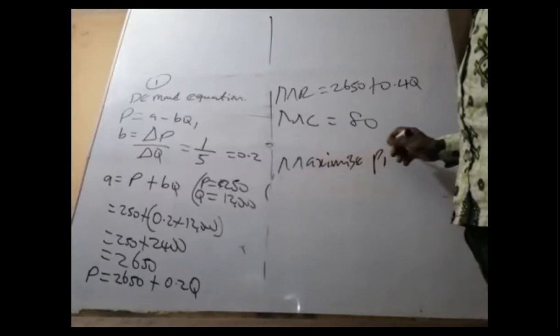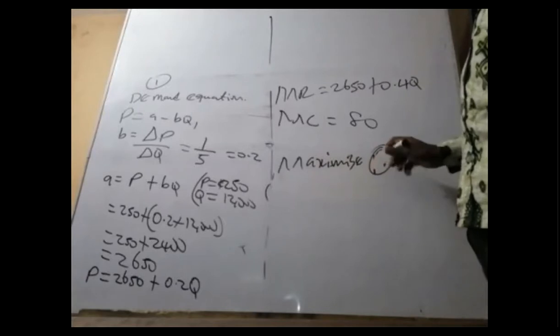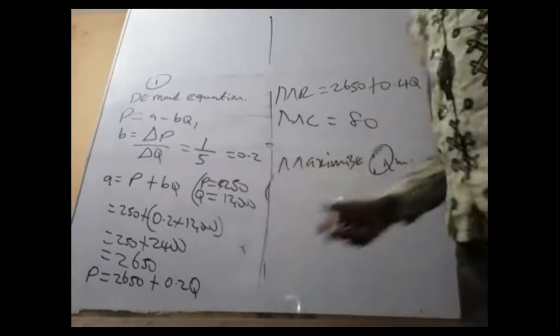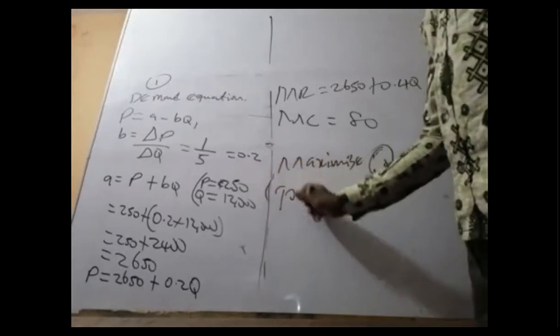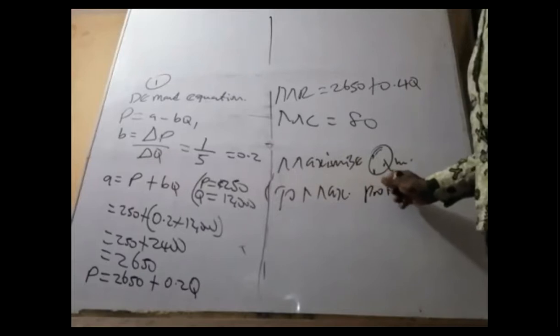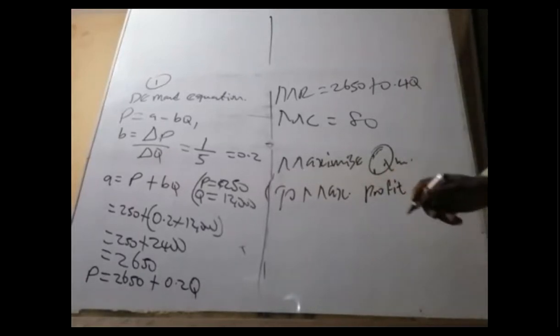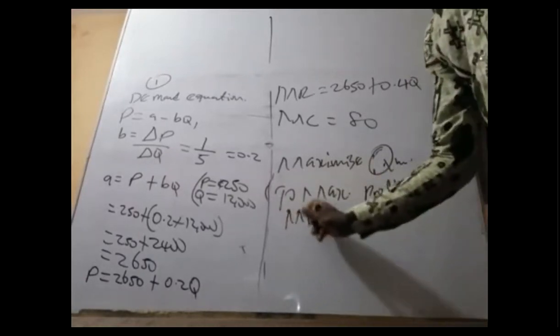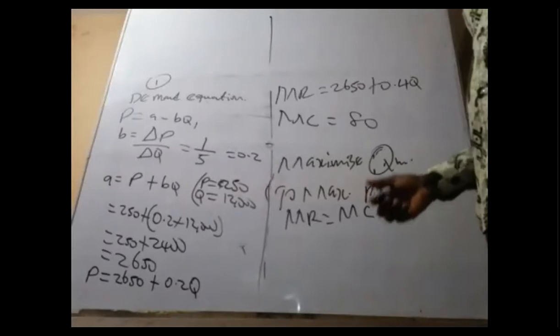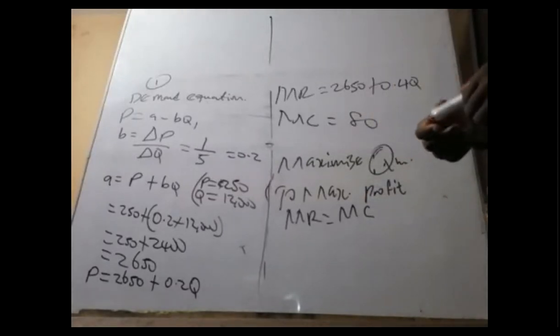Then find the price or the quantity. We can find the quantity first. Tell the examiner that to maximize profit, give us the general rule. Marginal revenue must be equal to what? Marginal cost. Before you equate them, give us the general rule, because the examiner can probably award you professional marks. Now go ahead and equate them.